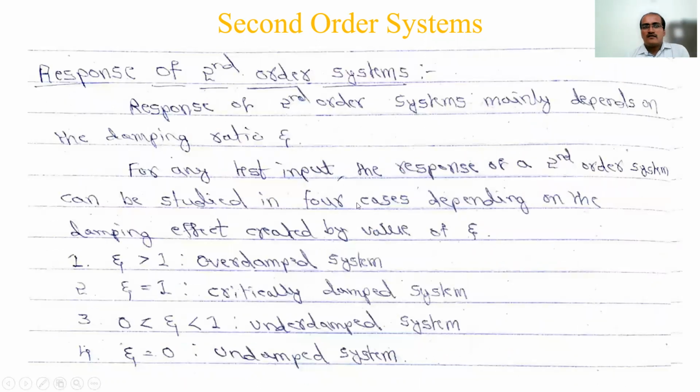Okay, now we will come to the response of second order systems. So far we have understood what is meant by a second order system. It will have two poles. What is its standard block diagram? What is its standard transfer function? And what are its parameters? Zeta, omega n, omega d, and their relation. Everything we have come to know.